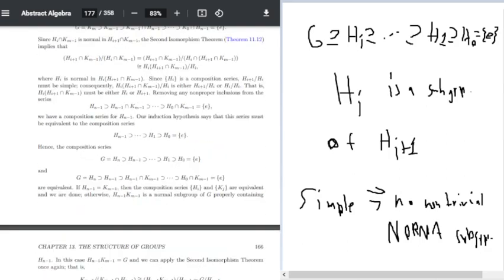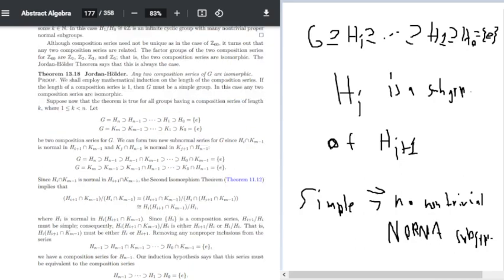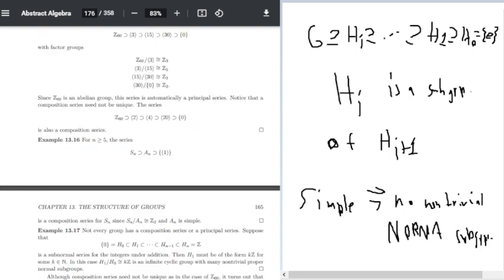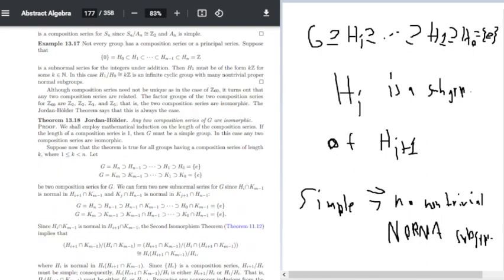Whew boy, that was definitely a theorem. So, I'm going to quickly read through this proof again personally. We have these two composition series. We can form two subnormal series because it's a composition series, a subnormal series where all the factor groups are simple.